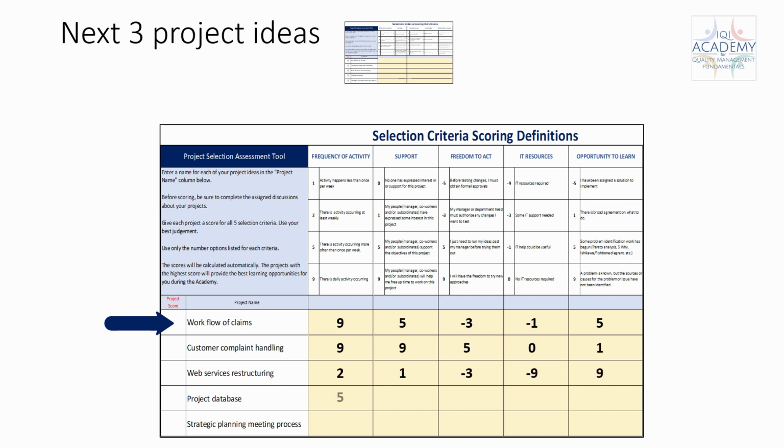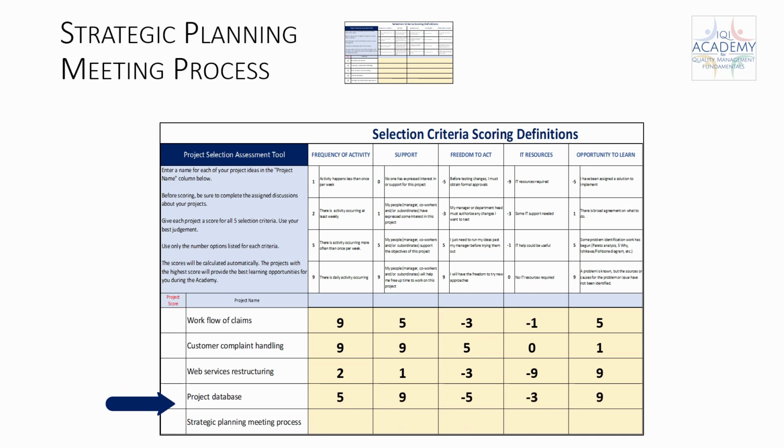The strategic planning meeting process project idea could be a high leverage project for the organization. However, as it is conceived, it is not very high scoring as an Academy project. We have had leadership meeting improvement projects become very good Academy projects because they broke down the meeting process into smaller testable components. As a result, both learning and improvement in outcomes were produced. With the strategic planning meeting process, it is intended to address the annual planning event, 1 for frequency of activity.